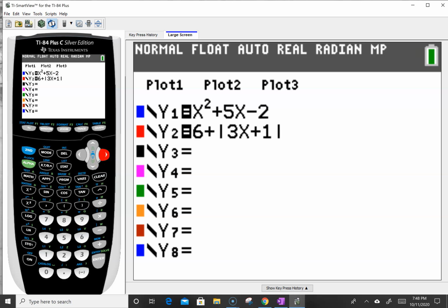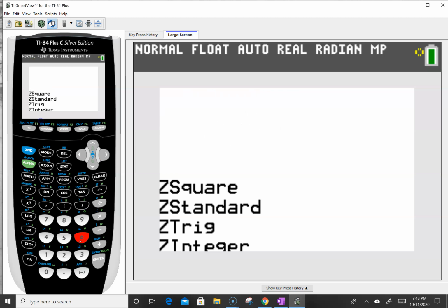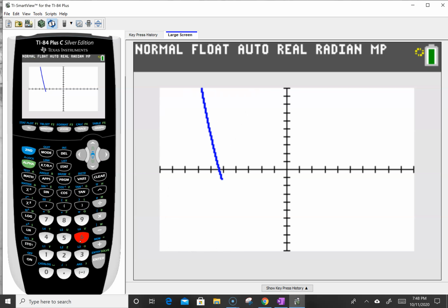Now, I don't know what the window was previously, so I always want to start with the standard window, so I go zoom 6, and there's my standard 10 by 10. So there's my parabola, and now I can see my absolute value. Well, I know they're going to intersect, but I can't see either one. So I'm going to have to adjust my window.